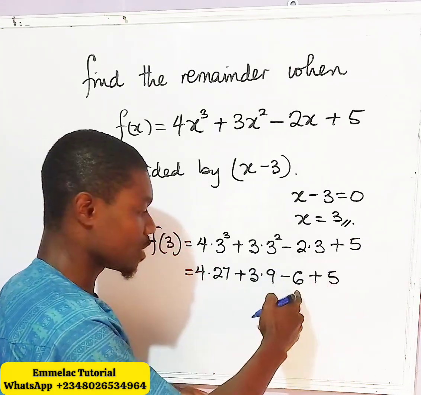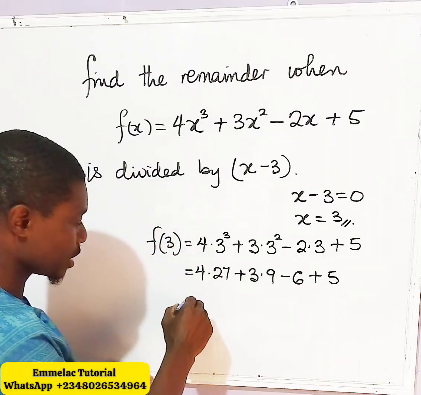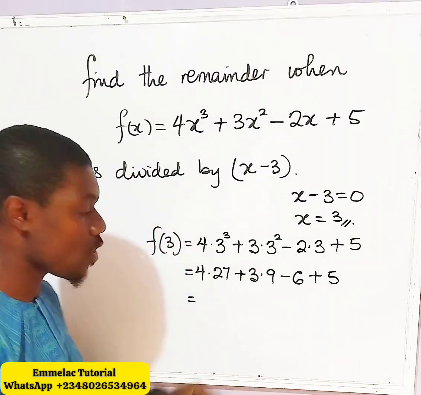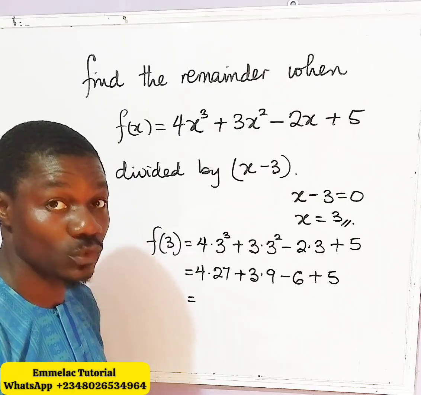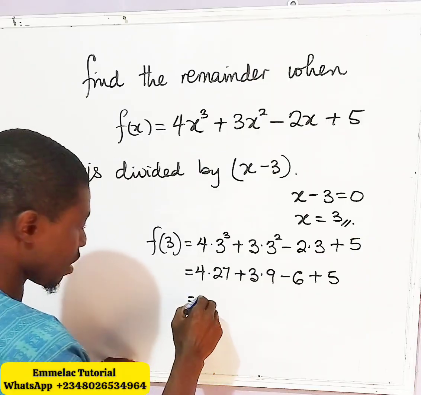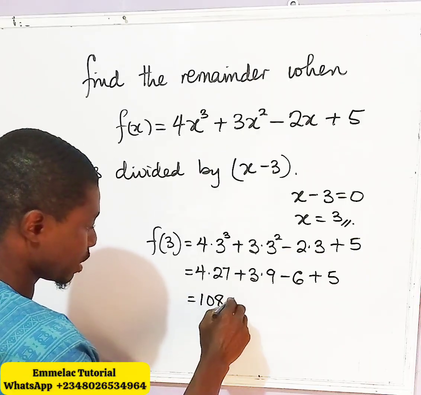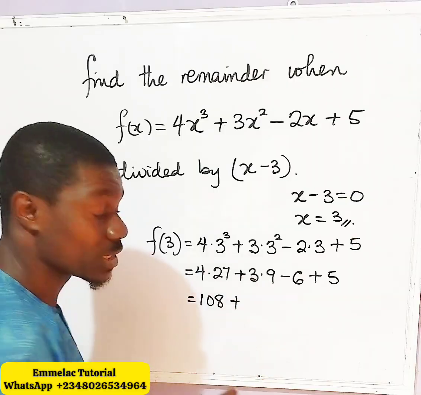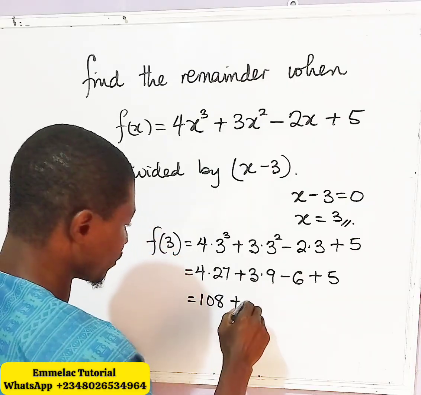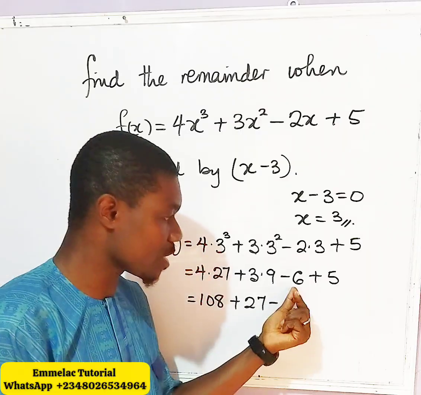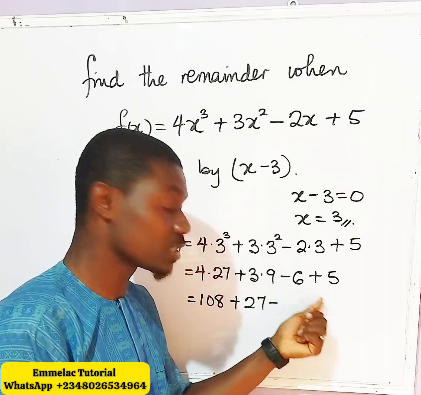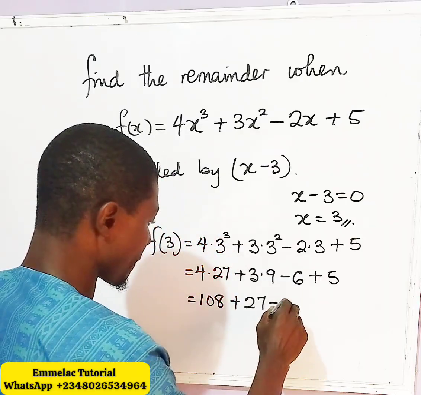2 times 3 here will give us 6. So the next thing we need to do, 4 times 27, 54 plus 54, that should give us 108. So here you have 108. Then plus 3 times 9, that should give us 27. Then minus 6 plus 5, that will give us minus 1.